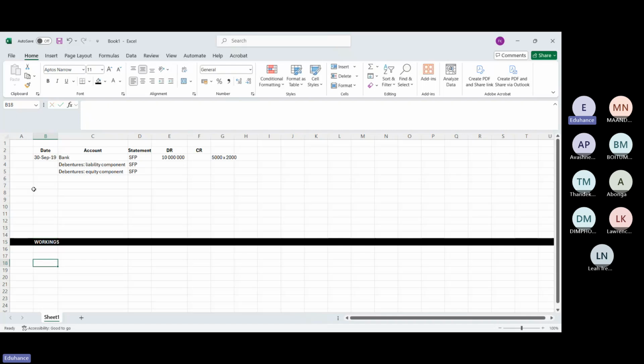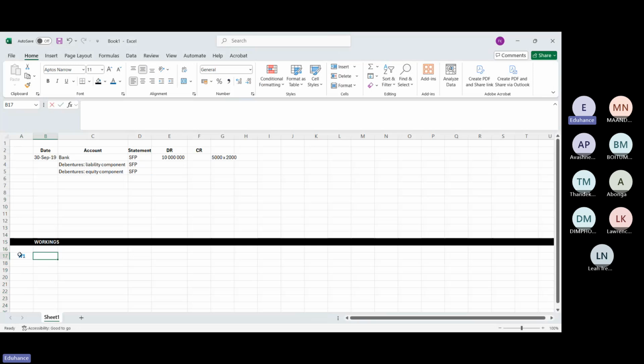Okay, so we have our workings. I'm going to do our workings over here. Okay, so working one. In order to get the liability component, we must work out the present value of the debenture at initial recognition. So we need to work out the present value of the debenture at 30th September 2019.